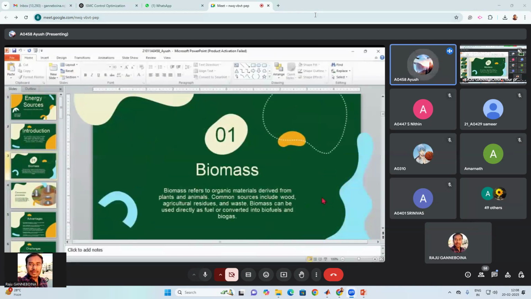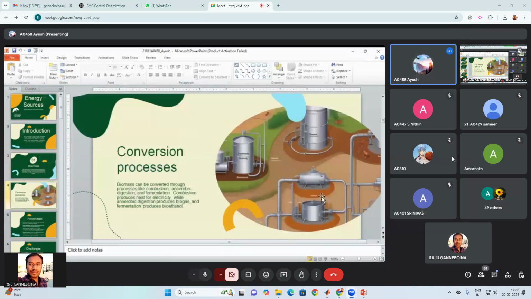Starting off with biomass energy, biomass refers to the organic material derived from plants and animals. Common sources include wood, agriculture residue, and waste. Biomass can be used directly as fuel or converted into biofuel and biogas.